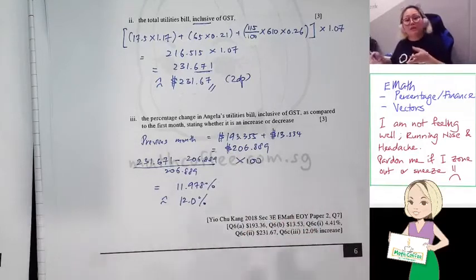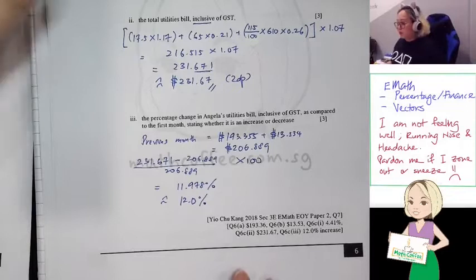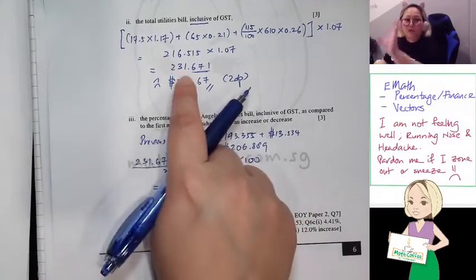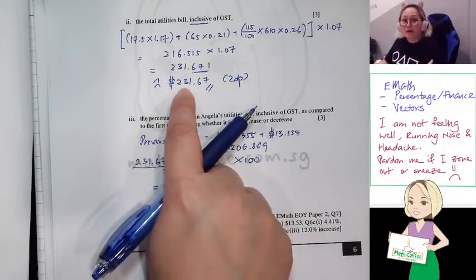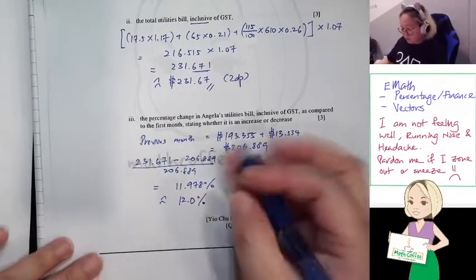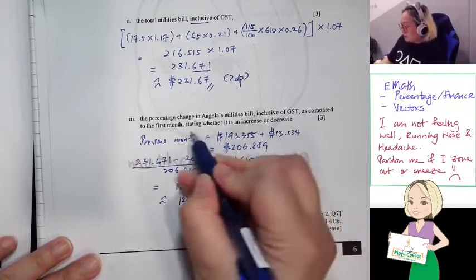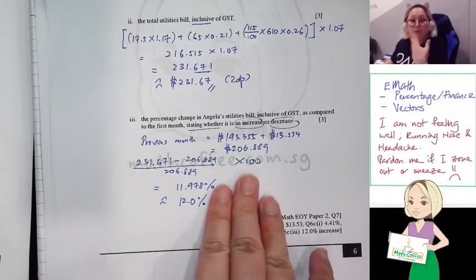It means what? It means that it is an increase. So to just double confirm it's an increase, we know that previous is $200 only. But because of the change in my electricity and so on, I have to pay around $30 more. So it is an increase. This is percentage increase. So you just need to write that it is 12% increase. Because they ask you to state whether it is an increase or a decrease. So if you only write 12%, they will deduct marks. You have to state that it is an increase.